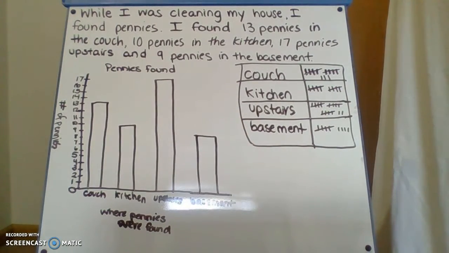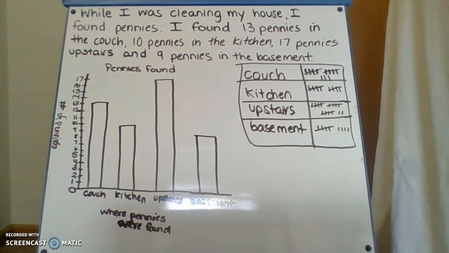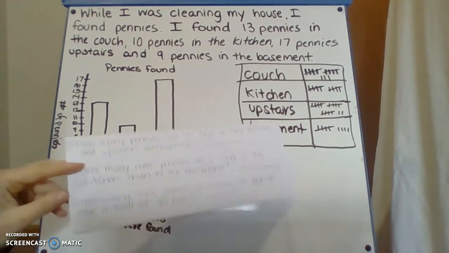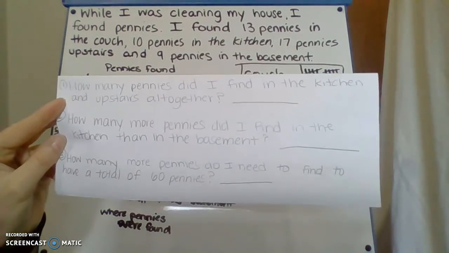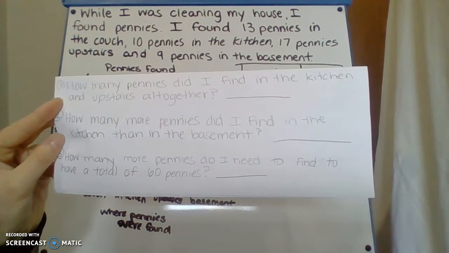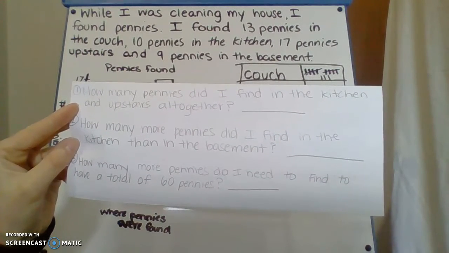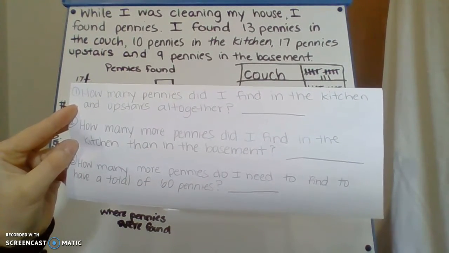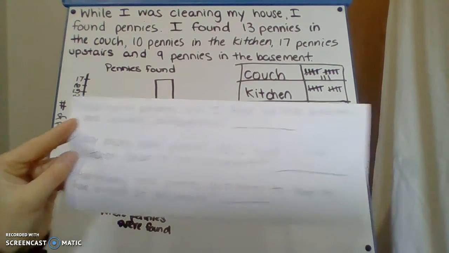So that's my bar graph with my table. That's very important because I'm going to change these numbers and you're going to do the same thing next. This is just for practice. I also have these questions that you're going to answer. It says, how many pennies did I find in the kitchen and upstairs all together? And I'm actually going to challenge you to do this. So how many pennies did I find in the kitchen and upstairs all together?